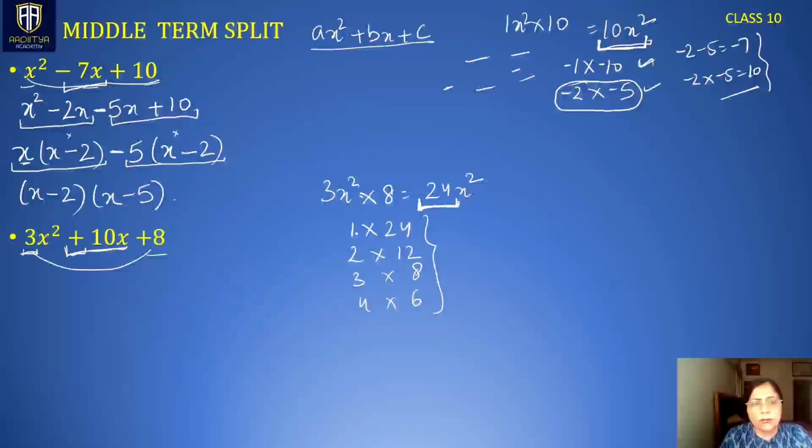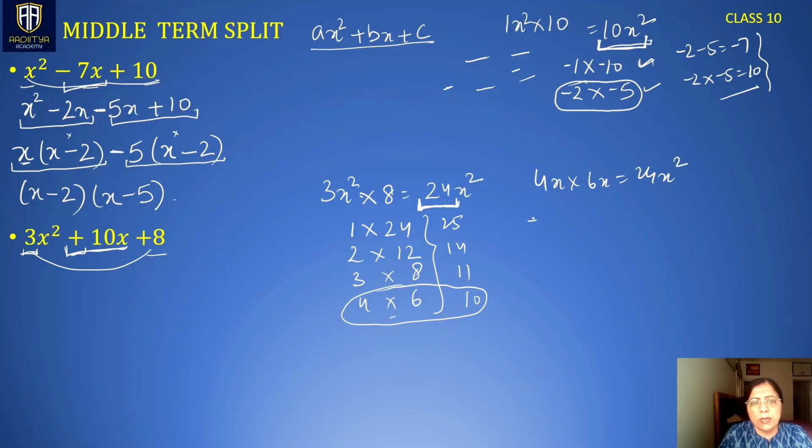See, if you add 24 and 1, you get 25. 12 and 2, you get 14. 8 and 3, you get 11. 4 and 6, you get 10. So this is our required factorization for 24, right? So we can see that 4x into 6x, we get 24x square. And when we add positive 4x and positive 6x, we get 10x as our middle term.